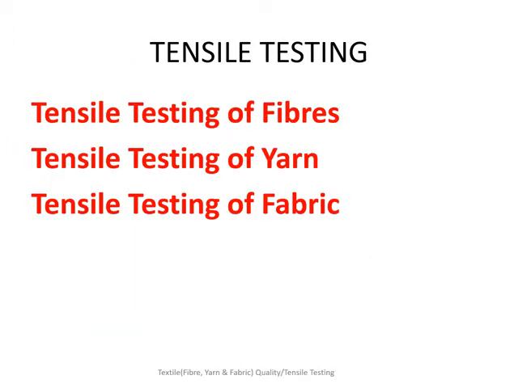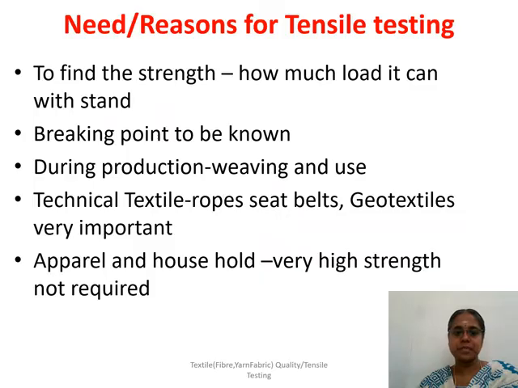Tensile testing is done for fibers, yarn, and fabric. For fibers, the jaws are different. It has to be very delicate, as the fiber is very delicate. For yarn, you usually have jaws which are pneumatic in nature, and for fabric the jaws are different. So we do tensile testing for yarn, fiber, and fabric. So what is the need or what is the reason for testing a material for its tensile properties?